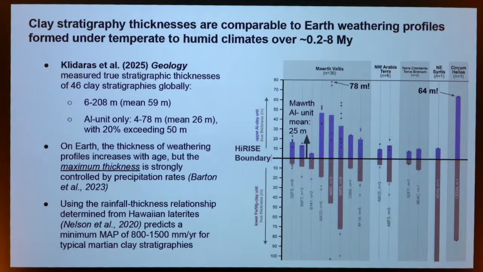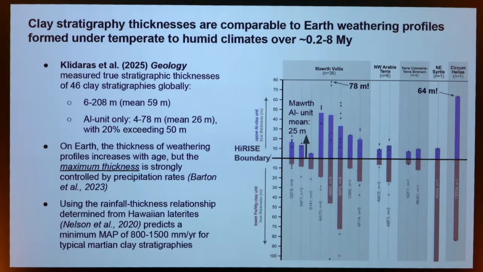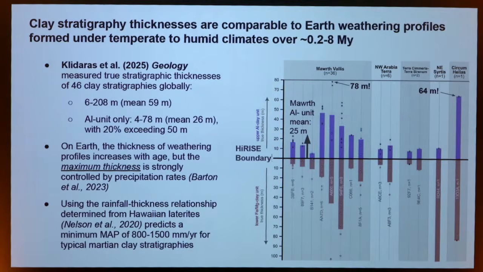a frame of reference. And so there is a nice rainfall to thickness relationship that has been determined from Hawaiian laterites. And that's nice because it is a compositional and material analog for Mars, but we have all kinds of concerns about does the process operate the same way, for example, in the absence of life, all these other questions. How does temperature affect it? We're not sure.